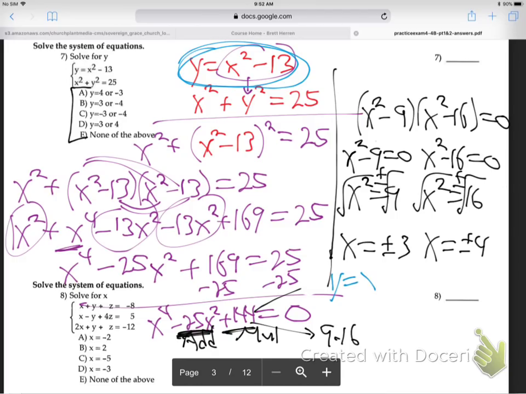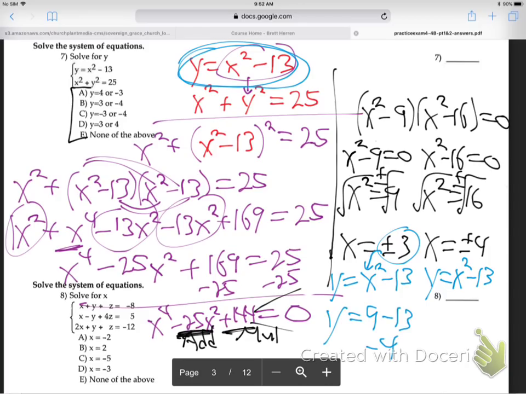Y is x squared minus 13. So take plus or minus 3. It makes no difference, it's squared. Either way, x squared is 9. So then y is 9 minus 13, negative 4. Plug it in here: plus or minus 4 squared is 16, minus 13 is 3. So 3 and negative 4.